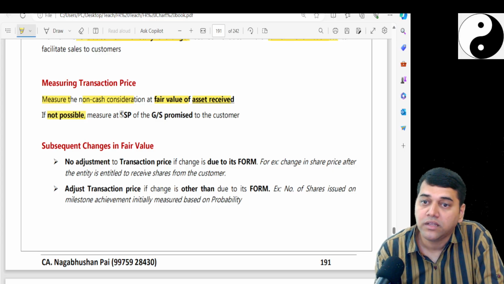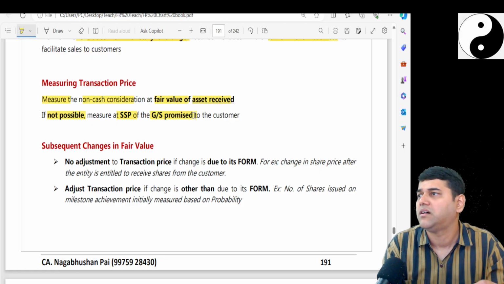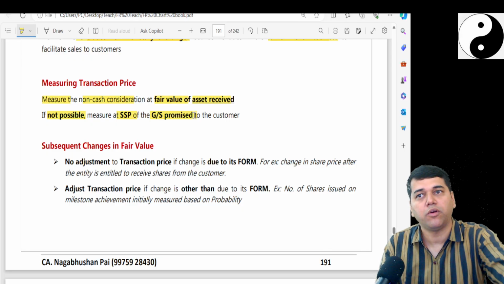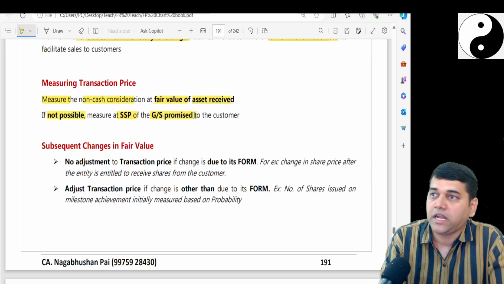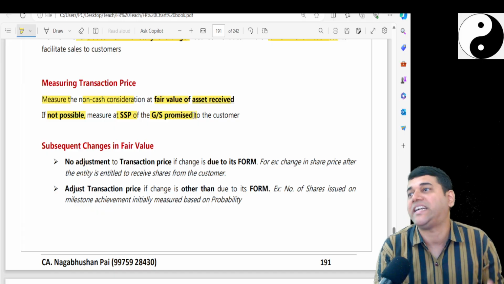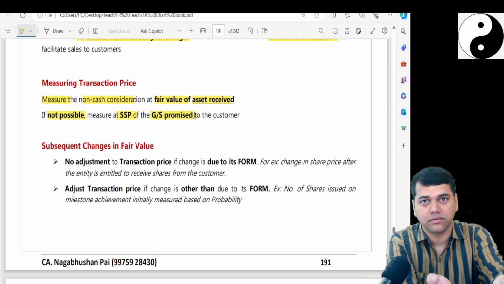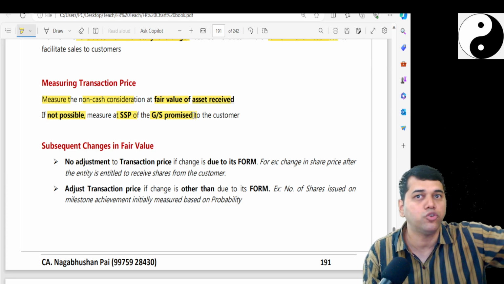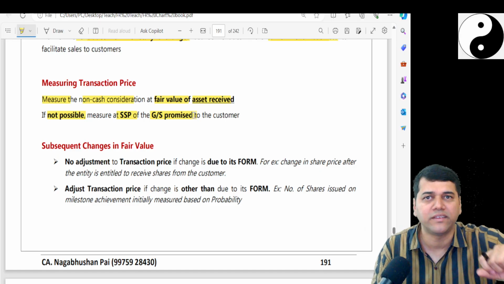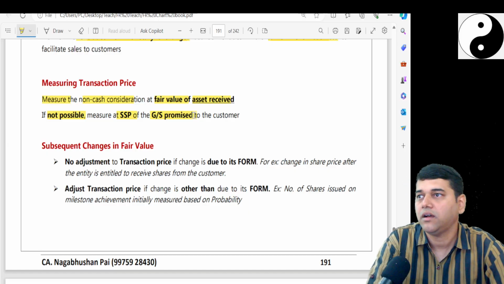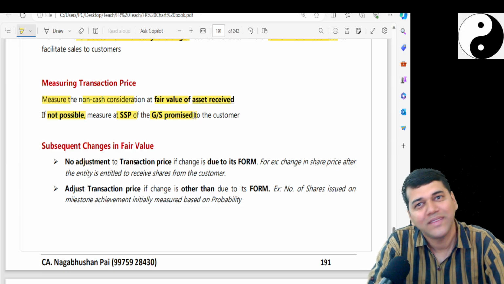If it is not possible, then you have to find out the SSP of the goods and services promised. Say, if it is a pure exchange, their mobile, your mobile. Or it can so happen that I have sold machinery, and 100% consideration I have received in the form of land. Possible? I sold one machine and they didn't pay me cash. They said, okay, next to your flat there is one vacant land, also worth 10 lakh rupees. I have got, say, 1 cent or 10 cents. You take this land. Can't it happen? It can happen.